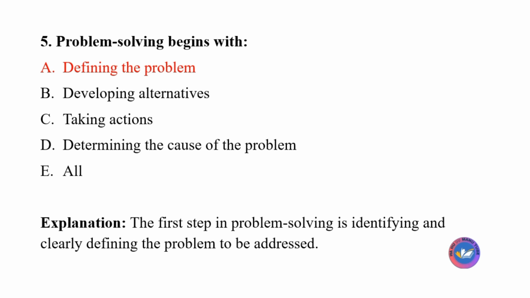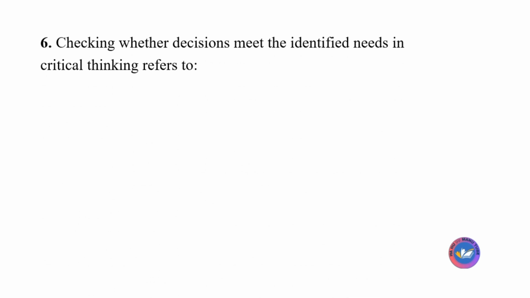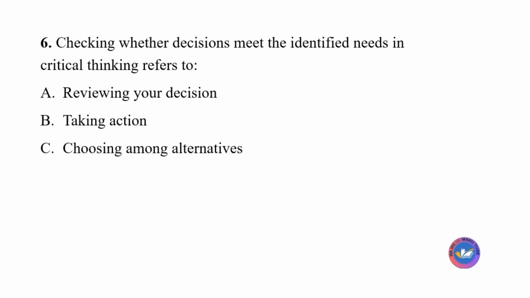Question number 6. Checking whether decisions meet the identified needs in critical thinking refers to A. Reviewing your decision. B. Taking action. C. Choosing among alternatives. D. Weighing the evidence. E. All. The answer is reviewing your decision. Reviewing ensures the chosen decision effectively addresses the original problem and meets the intended goals.